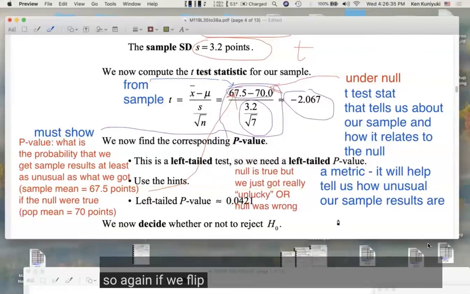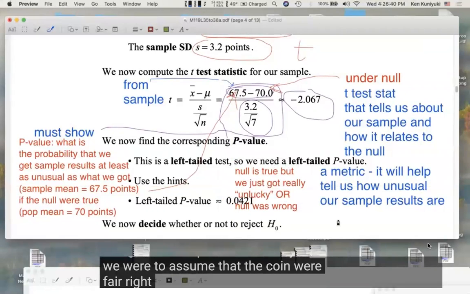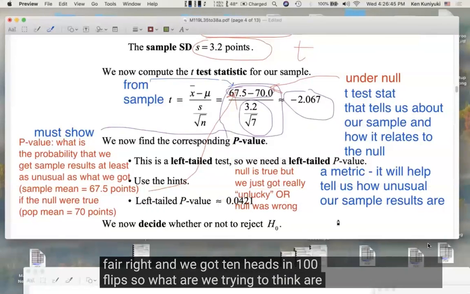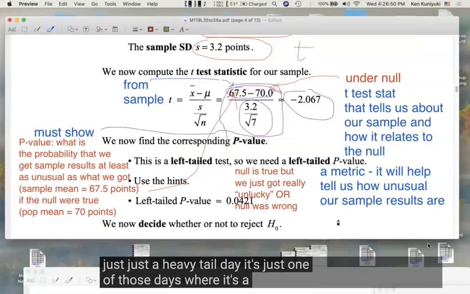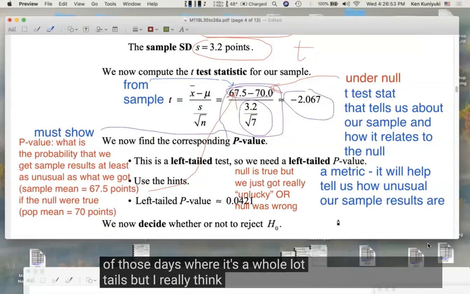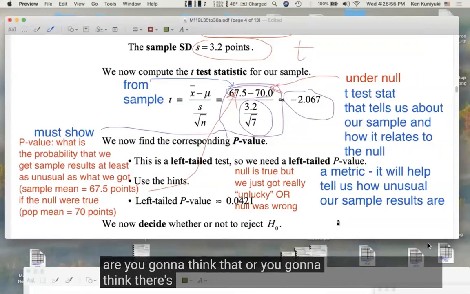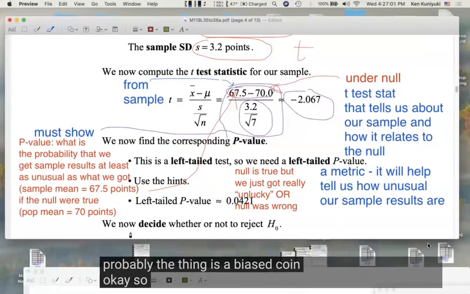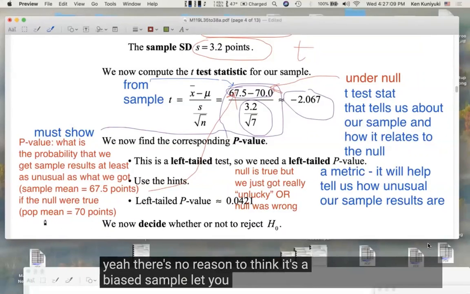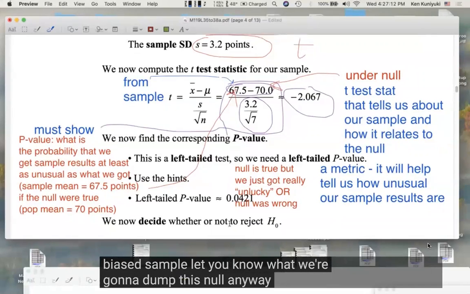So again, if we were to assume that the coin were fair, and we got 10 heads in 100 flips, what are we inclined to think? Are we going to think, wow, it's just a heavy tail day, it's just one of those days where it's a whole lot of tails, but I really think it's a fair coin? Or are you going to think, there's something up with this coin, it's a biased coin? Well, we're probably going to think it's a biased coin, okay? So likewise over here, if this is too ridiculous, then we're going to say, there's no reason to think it's a biased sample. You know what? We're going to dump this null.